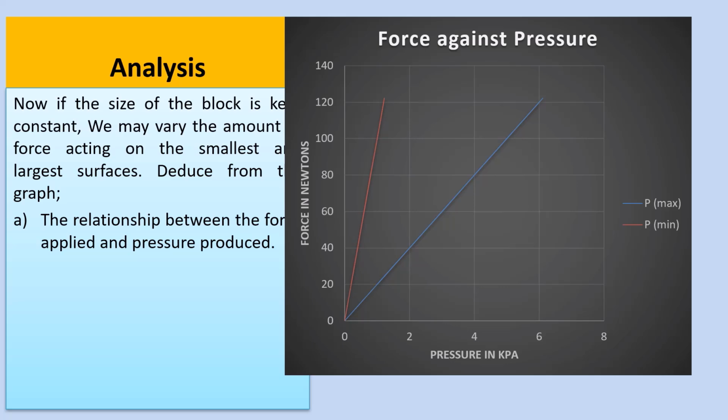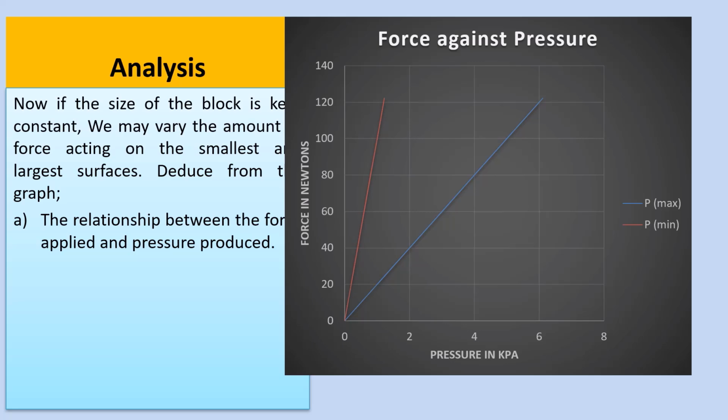So the force is changing linearly with the pressure because the lines, first of all, are straight, and the rate of change of force to pressure is different for the two lines. So that means that the surface area is different, but there should be a direct relationship between force and the pressure applied. Or we can take the equation for pressure equals force divided by area.